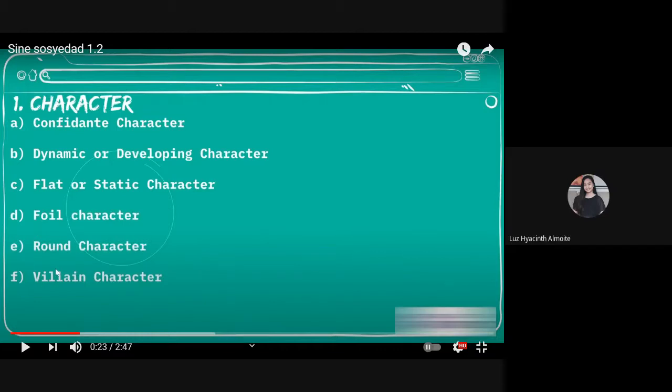Next is the round character. It is somehow similar to dynamic character. They change throughout the story, gaining new traits. Some traits opposite to who they used to be. And of course, the villain character, ito yung mga kinakainisan natin because it is similar to antagonist but they are evil.